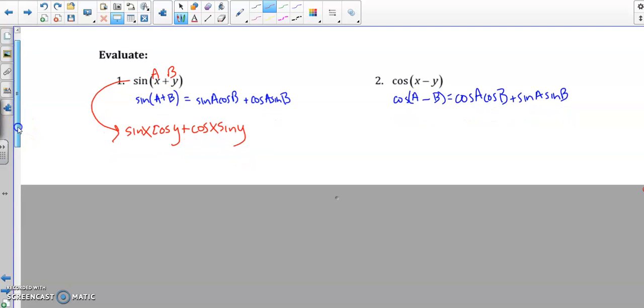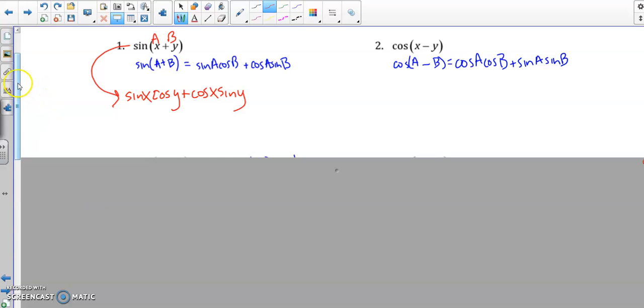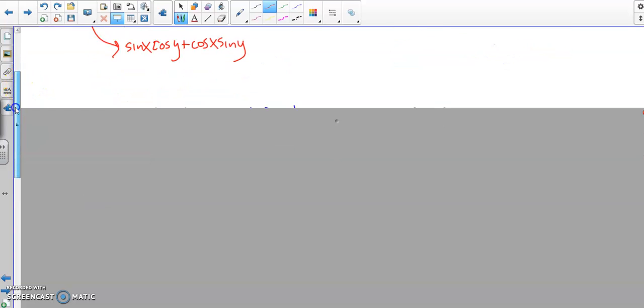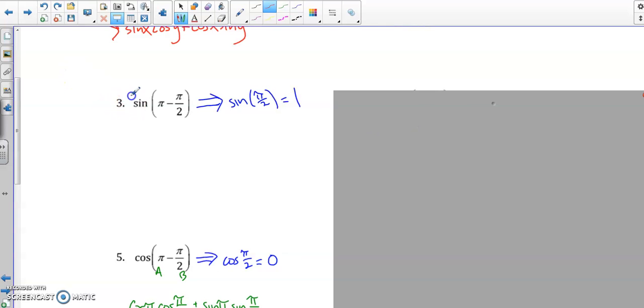I want to show you one more, and I will post all of these online. You're not going to have a homework assignment tonight. The homework is just to get this note sheet looked at and figured out. So it's kind of neat to see how this works. So if I look at number 3, we're going to do this one together, and then I'll let you do the rest on your own.